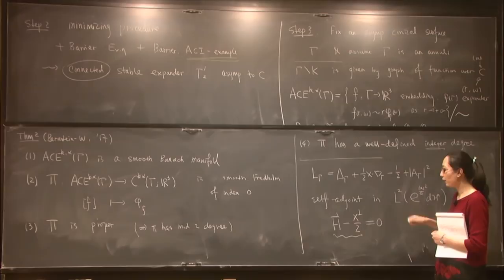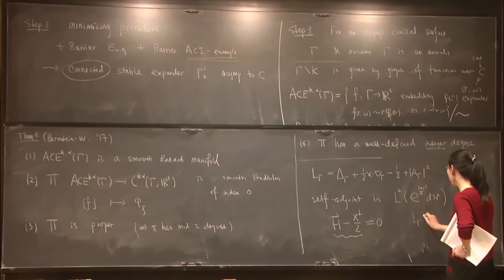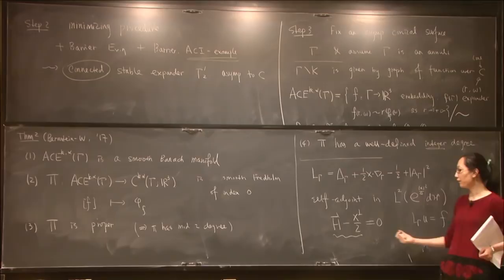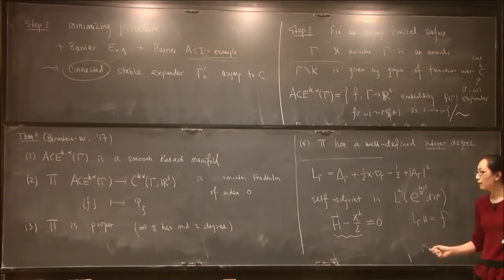Because the linearized problem you want to consider is L_gamma u = f. You try to figure out the right space for f, and then for such f, for what kind of u you can solve this problem. You know that f needs to decay, because in reality, how you solve this equation, you're going to use some implicit function theorem, right?